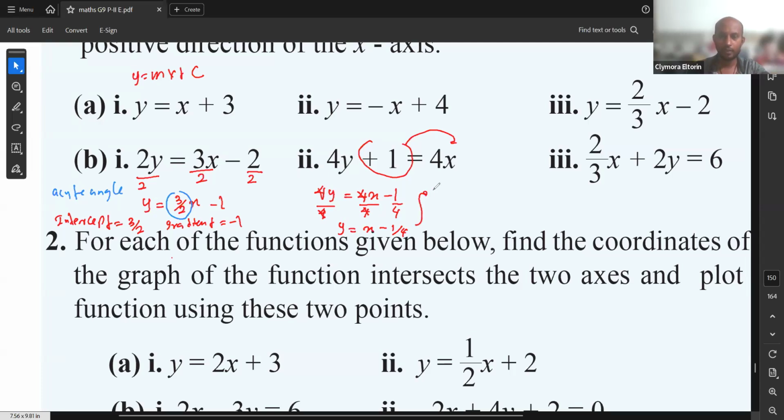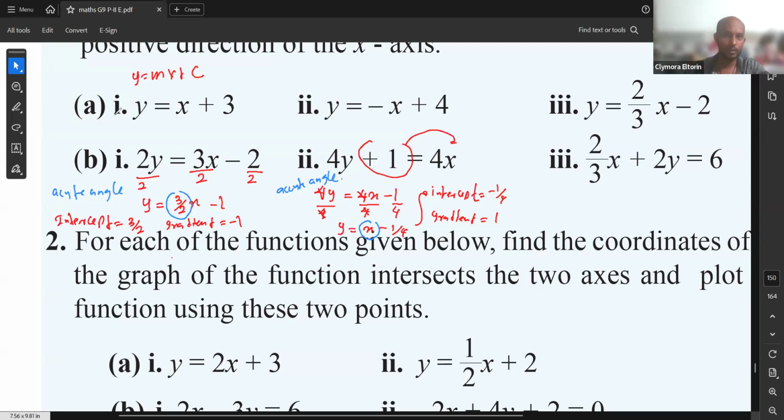What is the gradient here, or the intercept? The intercept equals minus 1 upon 4, and the gradient equals 1. The gradient is also positive now. So what angle does it make? It also makes an acute angle, no? Acute angle. Okay.